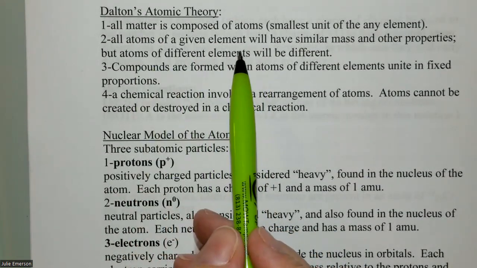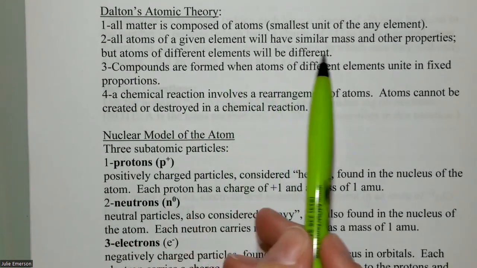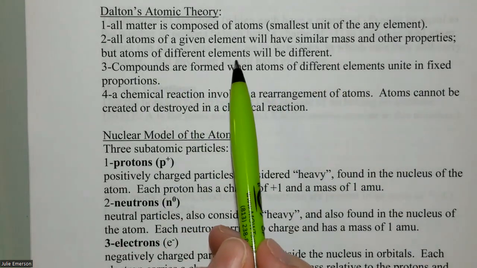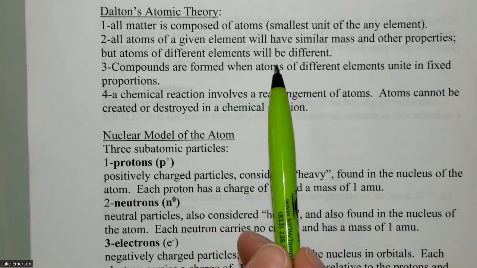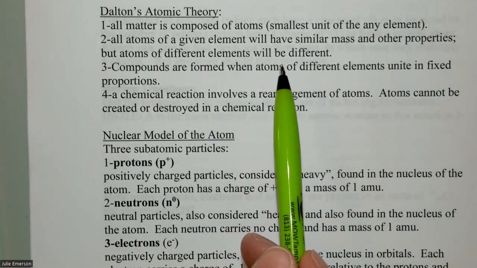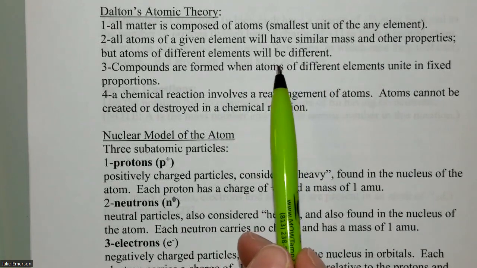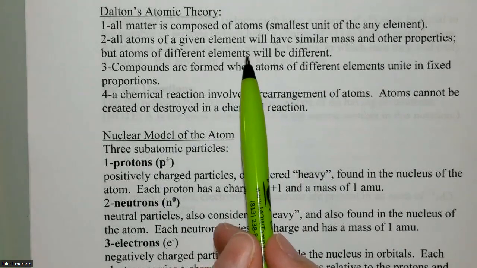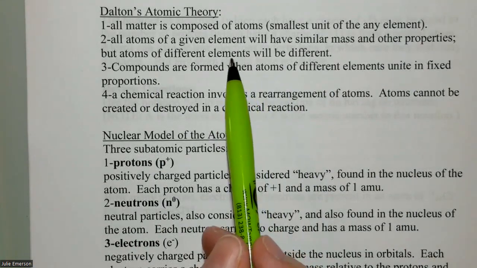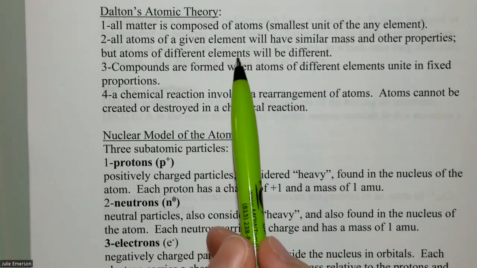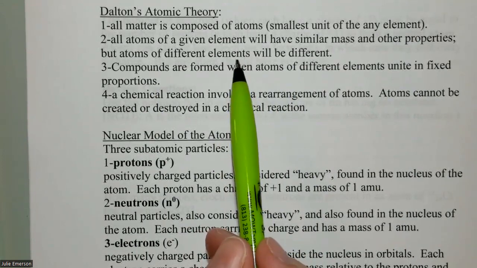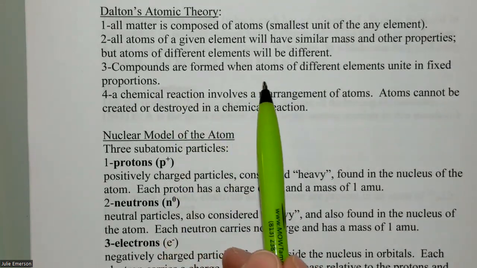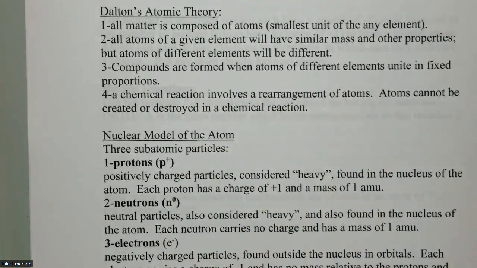All atoms of a given element, like iron, will have similar mass and similar properties. But atoms of a different element like lead will be different. So that makes sense. There are some exceptions here that we didn't know about quite yet when Dalton was making his theory. But the idea is that all atoms of lead look like all other atoms of lead. All atoms of iron look different than lead, but they look like all other atoms of iron. So there's something specific about their structure. Compounds are formed when atoms of different elements bond together, right?